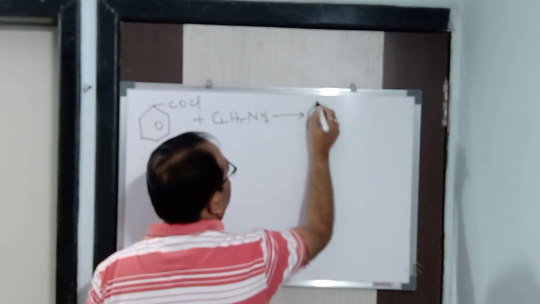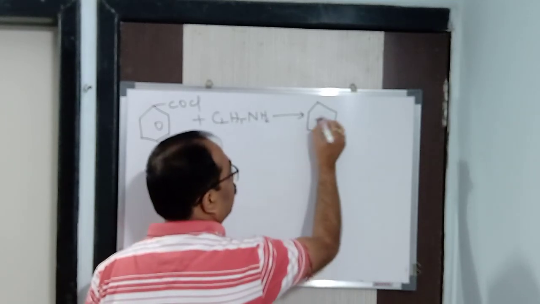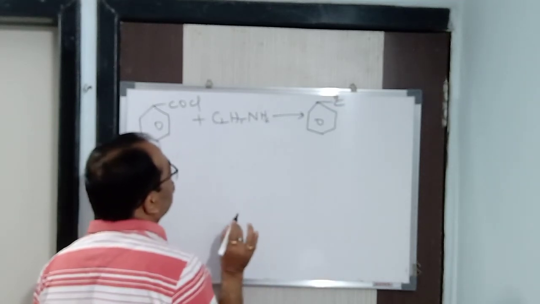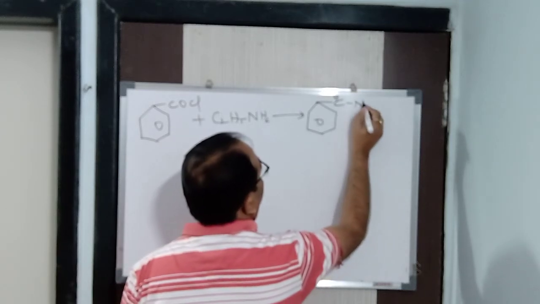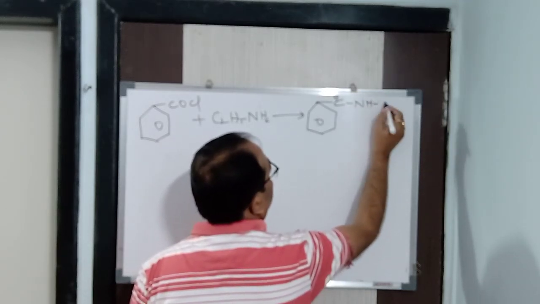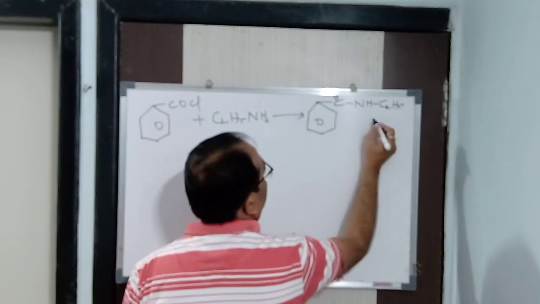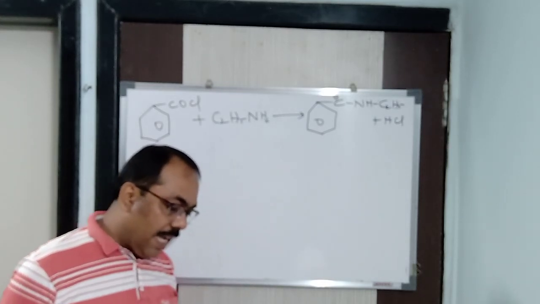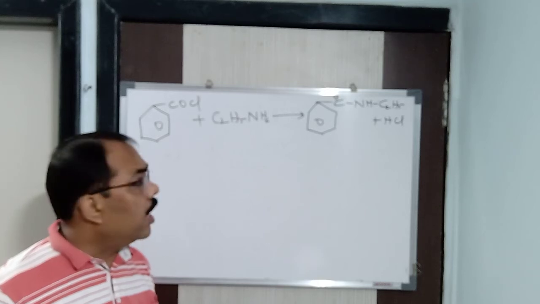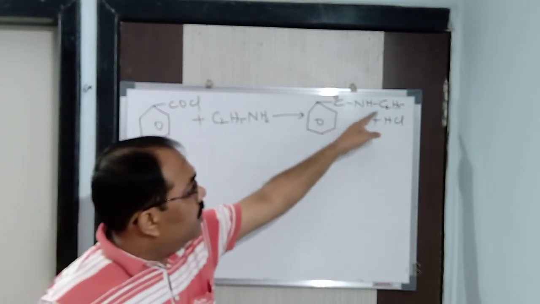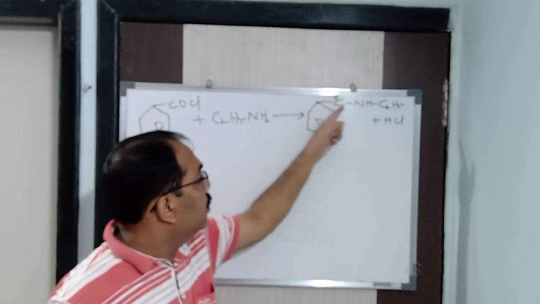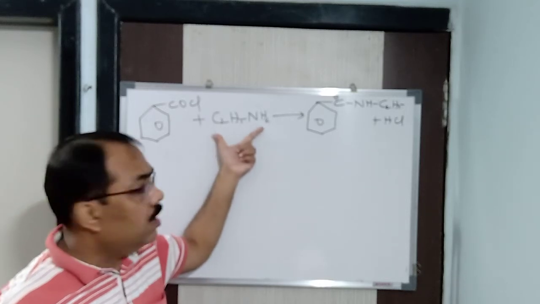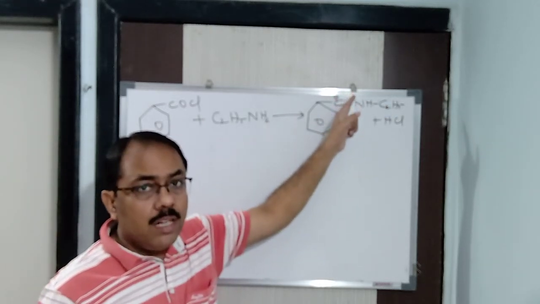Same thing: there it was CH3CO, here it will be C6H5CO. This will be fixed. Then it will be NHC2H5, plus HCl. That's it. So the compound is N-ethyl benzamide. Naming is the same: N-ethyl benzamide, because this is your benzoyl chloride and this is your ethanamine. It is N-ethyl benzamide or benzenamide, we can say that.